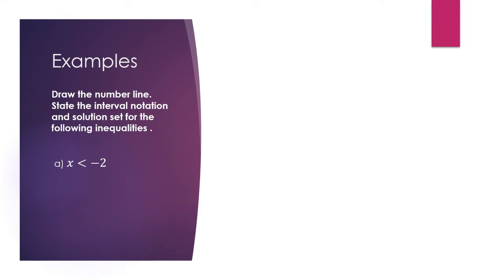My first inequality is x less than -2. I will draw my number line. The number is -2. It will form a point. So here the point is an open point because the inequality is less than. There is no equal sign, so the point is open point.